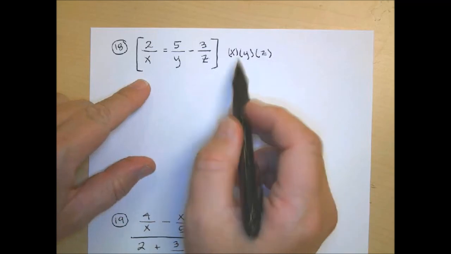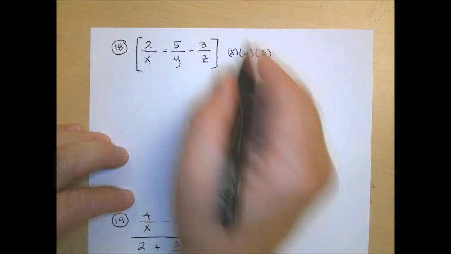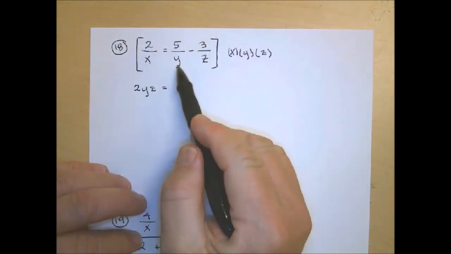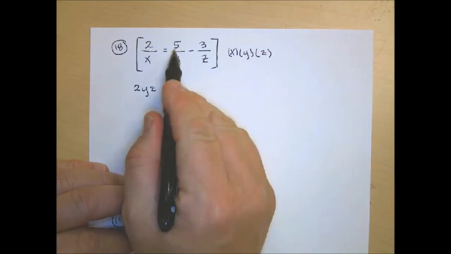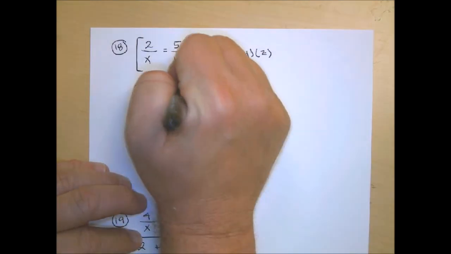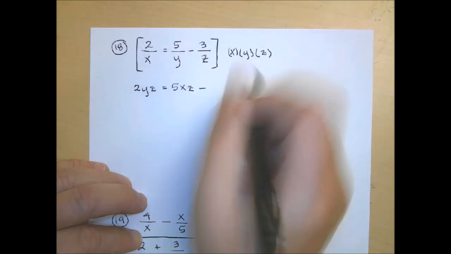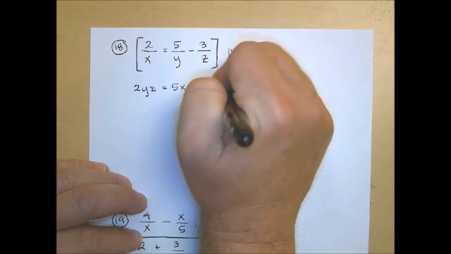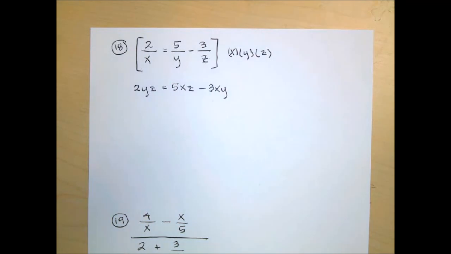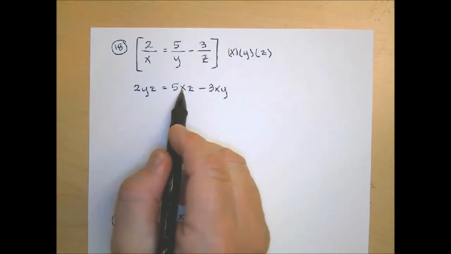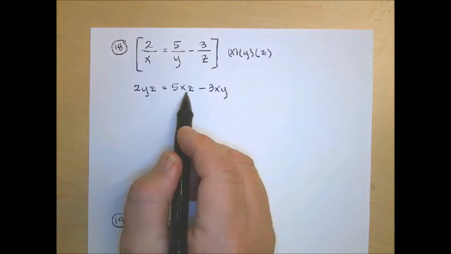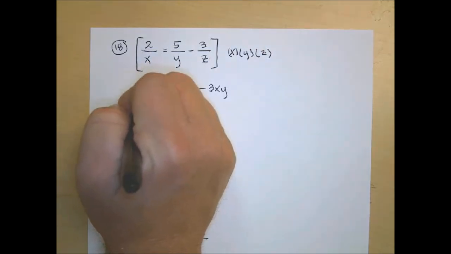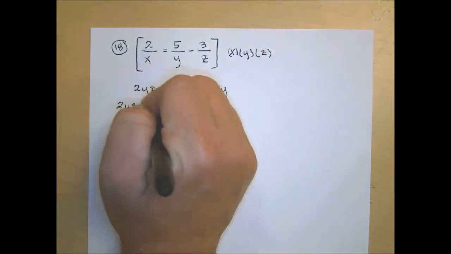So on the first term, it's going to be the x's that cancel. So it would be 2yz equals. On the middle term, it would be the y's that cancel. So it would be 5xz. And on that last term, it would be the z's that cancel. So it would be minus 3xy. Now, we're trying to solve for z. So these are not like terms, but they both have z in them. So I'm going to move the 5xz over to the other side to where it joins the 2yz. And you'll see why in a minute.